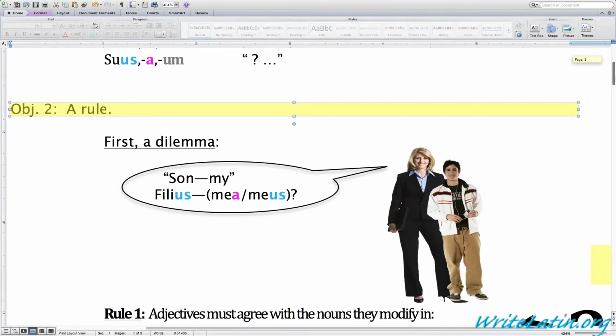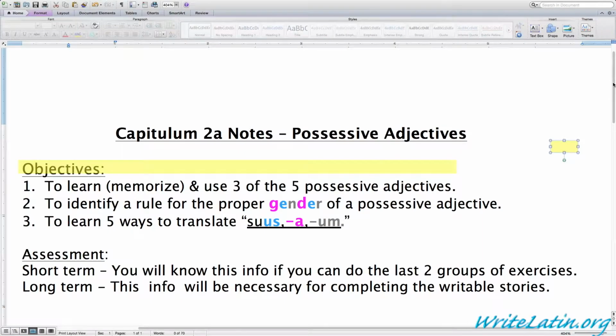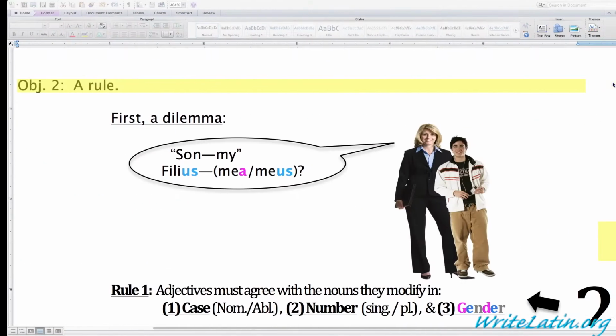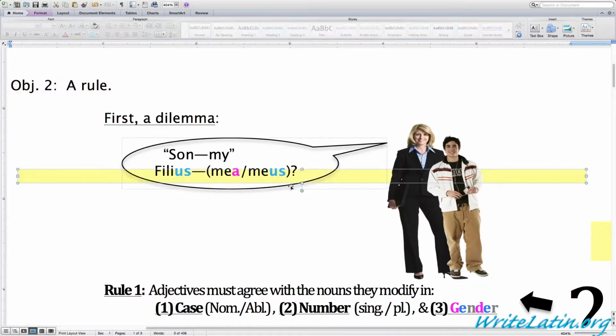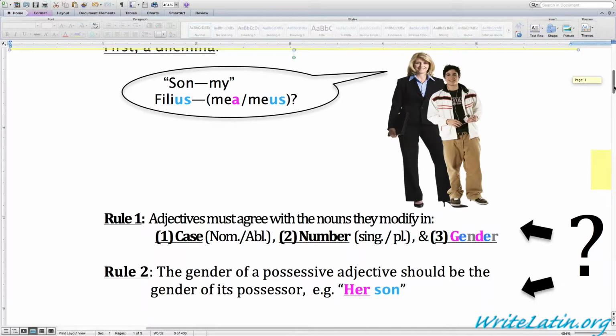Okay, let us complete objective 2, which was to identify a rule for the proper gender of a possessive adjective. Okay, this is going to be a problem because we are not used to it in English. I would like to introduce a dilemma. Suppose this lady here wants to present to you her son. Should she say filius mea or filius meus? Which is better? This is a dilemma because there are 2 possible rules that we might follow to determine what she should say, and each rule gives the opposite answer.